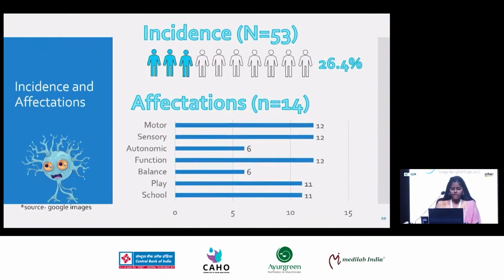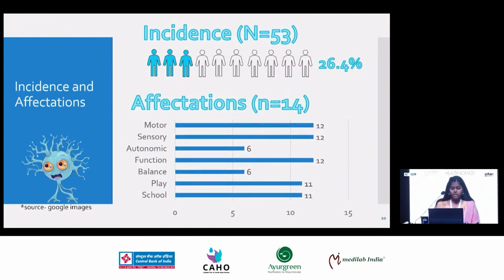So the following chart depicts the incidence of VIPN, which is 26.4%. That is, 14 patients out of these 53 patients had neuropathy. 12 patients out of them had motor symptoms, 12 as well had sensory symptoms, 6 patients had autonomic symptoms, 12 patients had functional symptoms, 6 patients had balance deficits, and 11 patients each had problems in schooling and playing tasks.